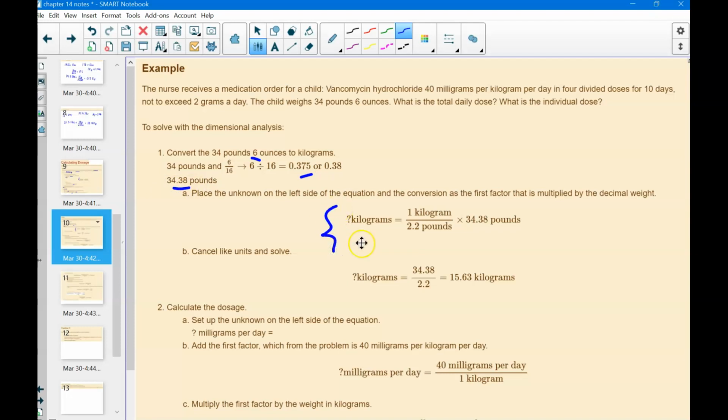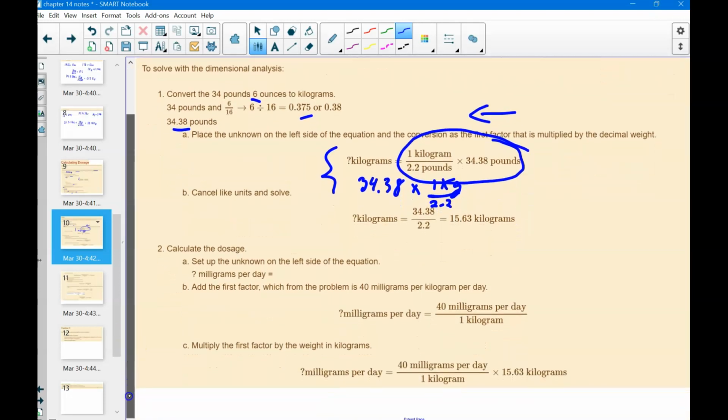I would say 34.38 multiplied by 1 kilogram over 2.2. So see how I would do it. I'll basically write this piece backwards, going in this direction, but it's fine. And again, there's no big deal here because we're used to dimensional analysis now. We're used to ratio and proportion.